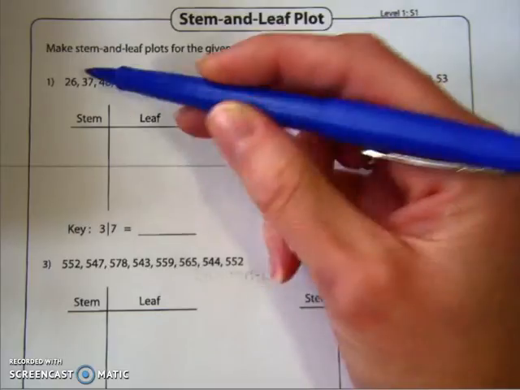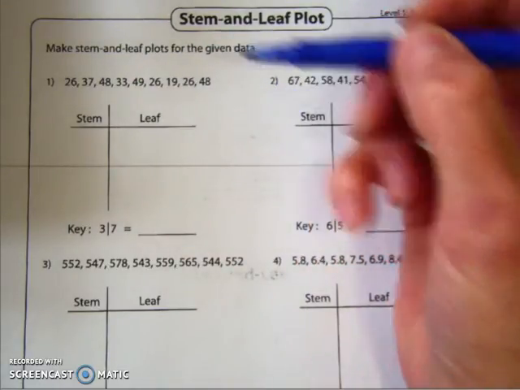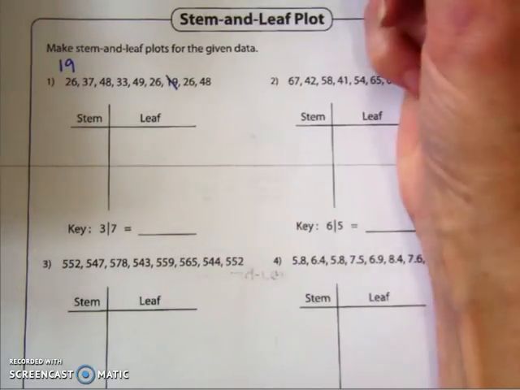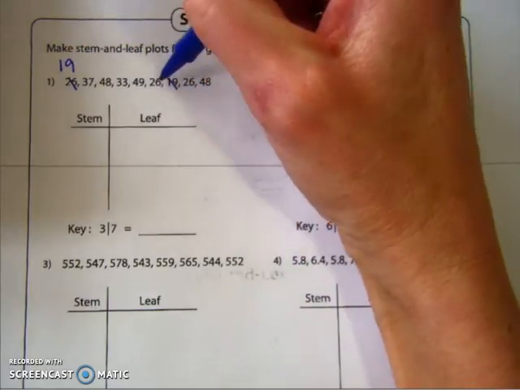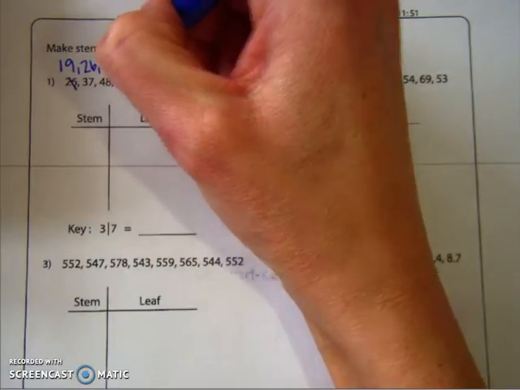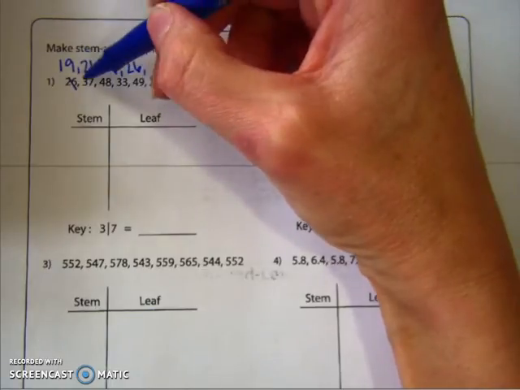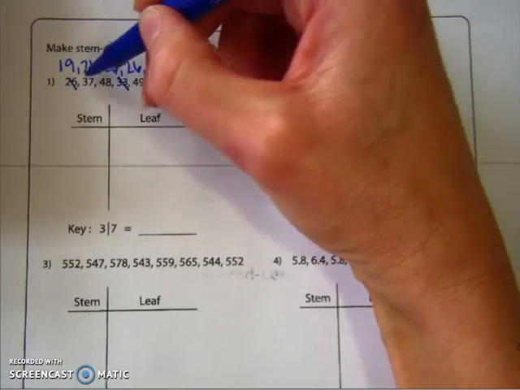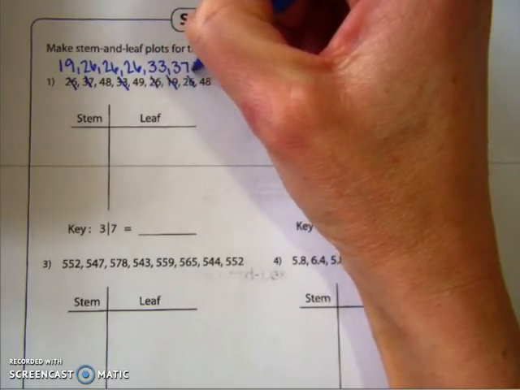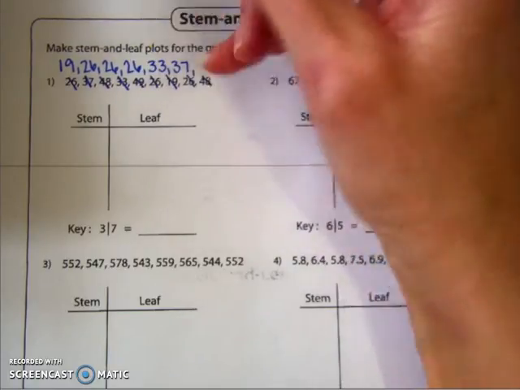So let's go ahead and put our data in order from least to greatest in order to get this done. I noticed that my very first number was 19, so I'm going to put that first. Okay, then I see 1, 2, 3, 26s. The next number that I see is, I believe, 33, and then 37. And then I see 48, 48, 49.